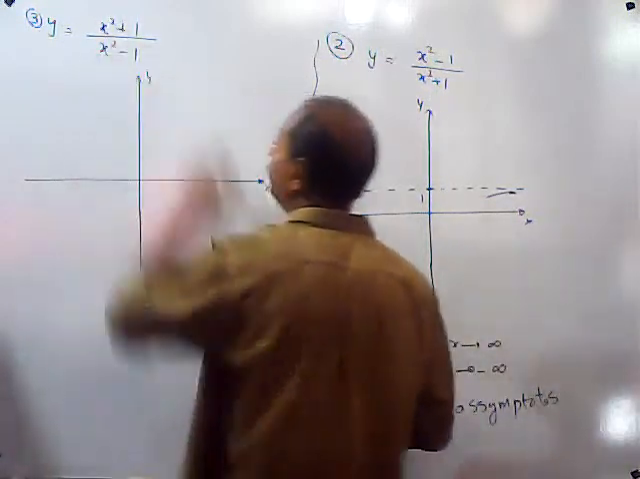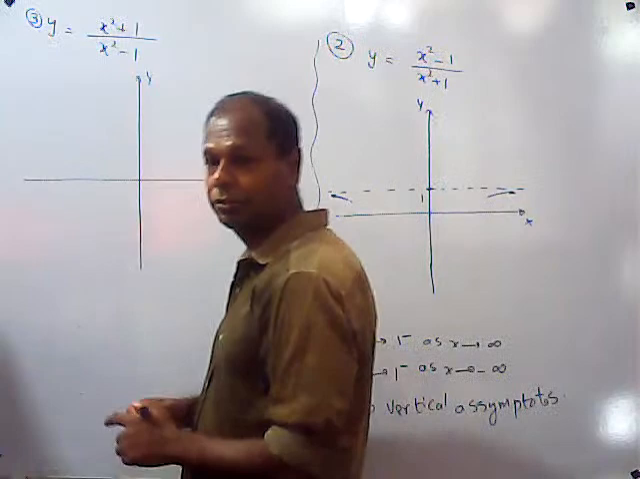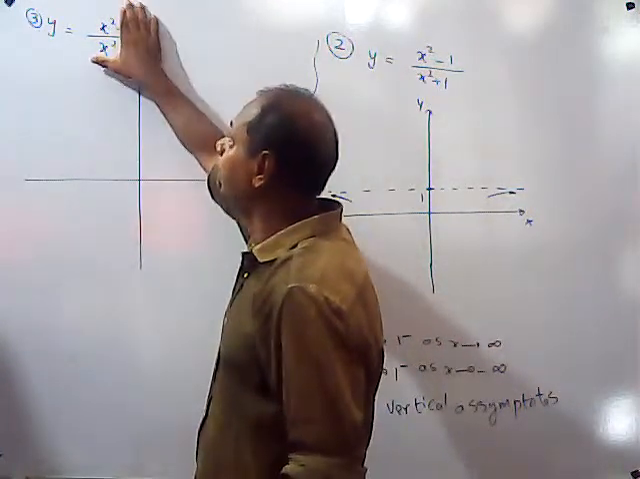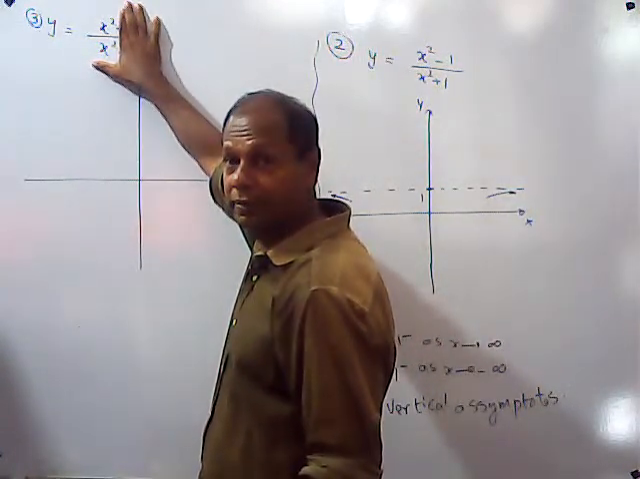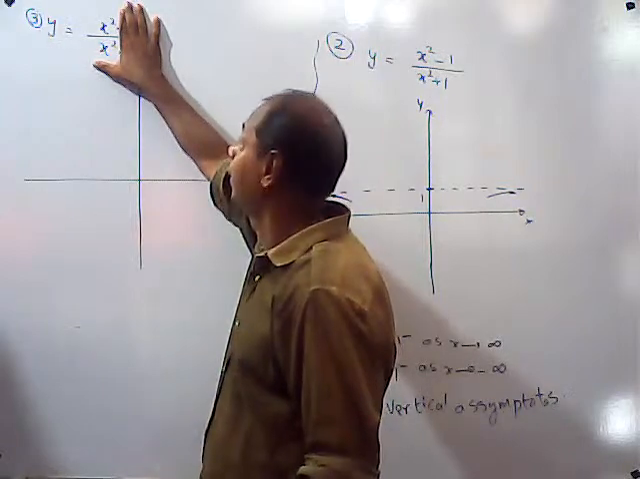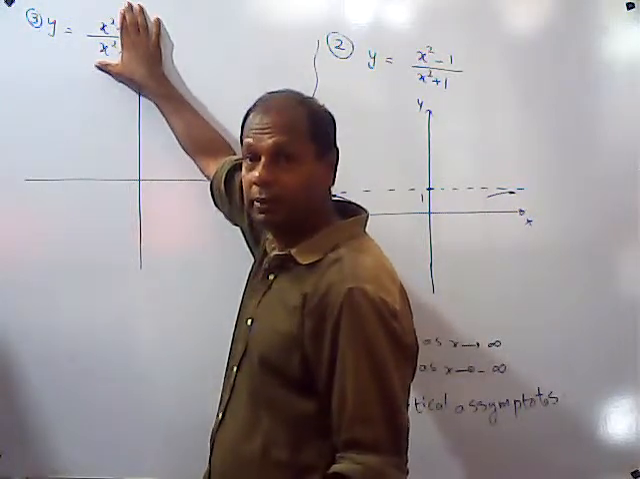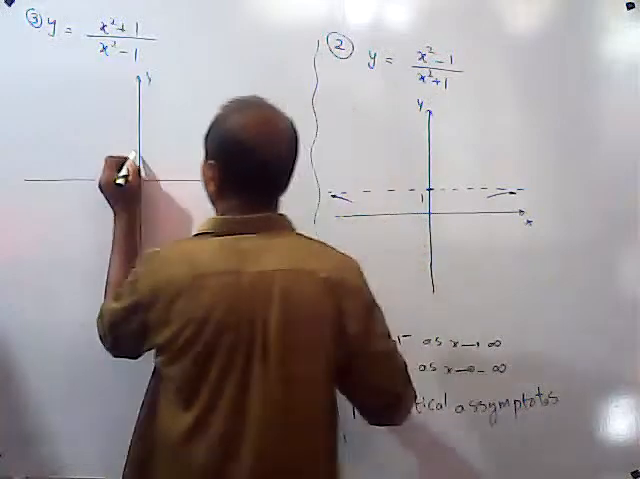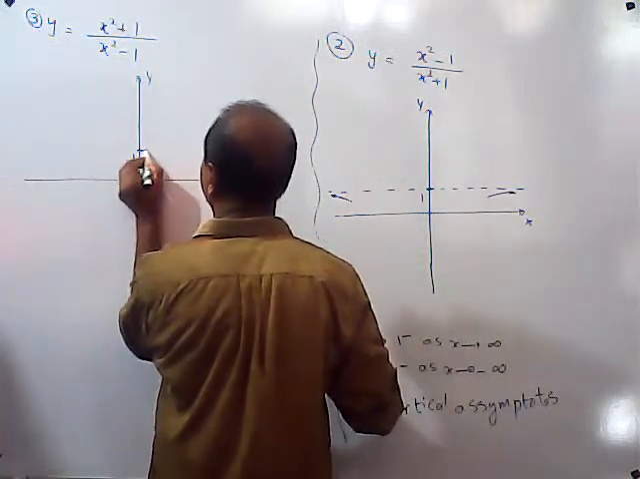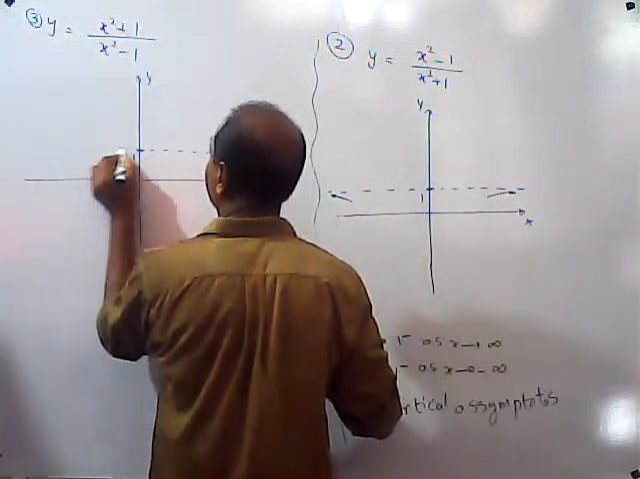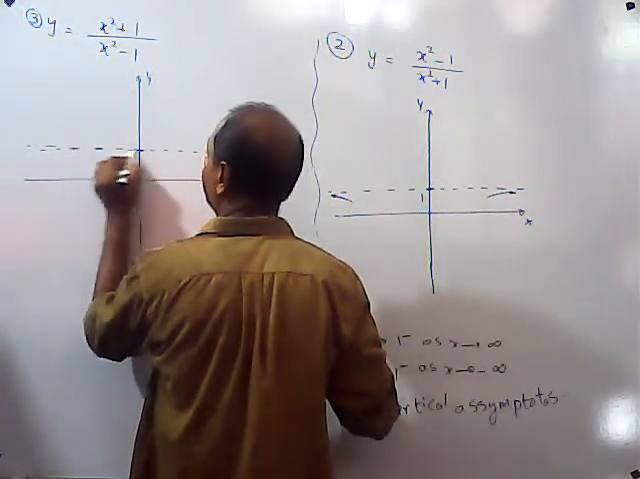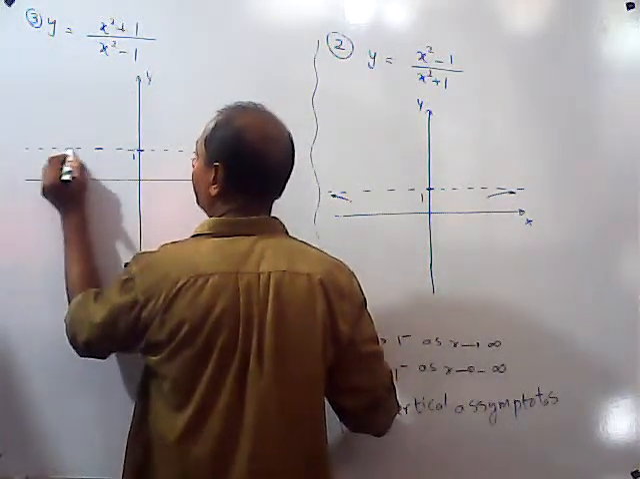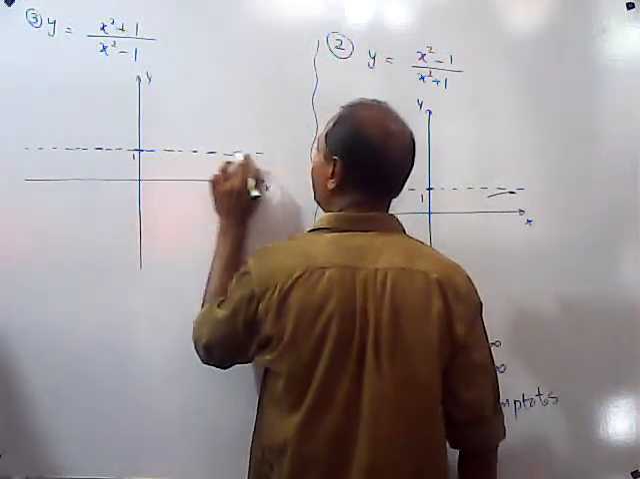We send x to infinity. As x goes to infinity, to check where y goes, we consider only the highest powers, x squared and x squared. They will cancel and give 1. So y will go to 1.